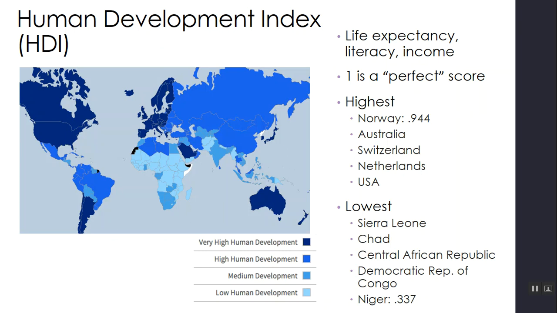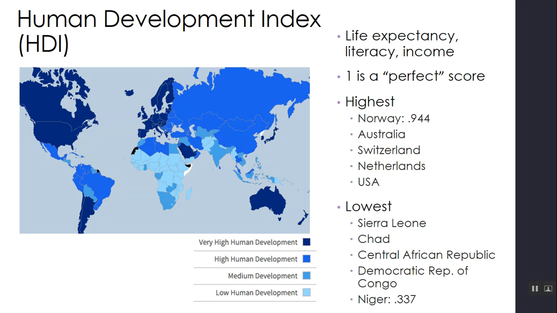The lowest, places like Sierra Leone, Chad, the Central African Republic, the Democratic Republic of the Congo, Niger has the lowest currently with 0.337. These tend to be countries where there's a lot of poverty, a lot of instability of the government. It's not very easy to provide services to people if your government is constantly in flux, or if you've been suffering from war.